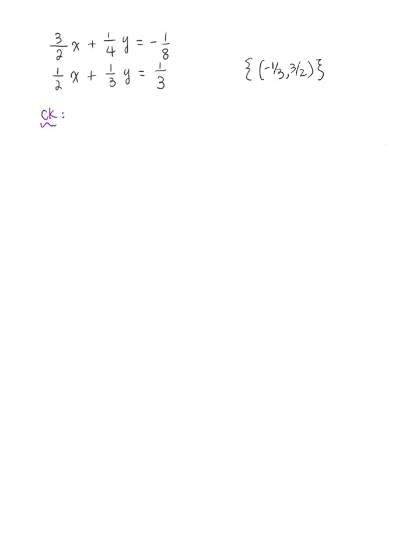All right, so let's check to see if -1/3, 3/2 is going to satisfy the first equation. So here we go. It's 3/2 times -1/3 plus 1/4 times 3/2. Is that going to give us -1/8? All right, so let's compute the left-hand side. If I compute the left-hand side, I can cancel these 3's out. So you're going to have -1/2. And then here you're going to have plus 3/8.